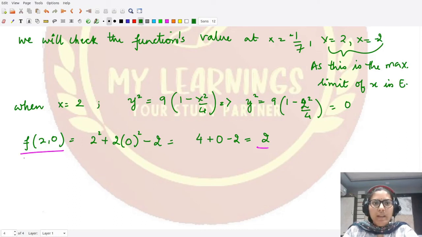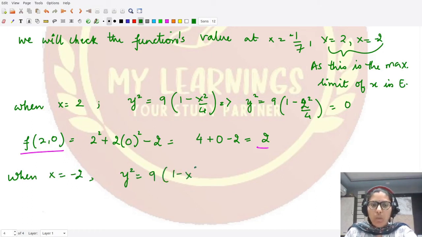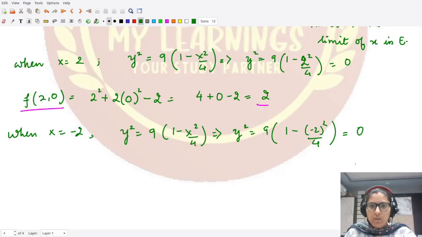Next, calculate for another point, when x is equal to minus 2. Let's calculate the value of y. It is 9 times 1 minus x square by 4. So you have the value of y square as equal to 9 times 1 minus 2 square by 4. When you compute, this is also equal to 0. So the function's value here is calculated at the point minus 2 comma 0. So what is this? It is equal to x square.